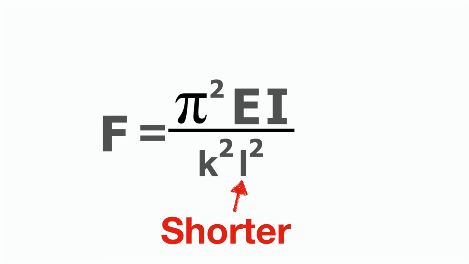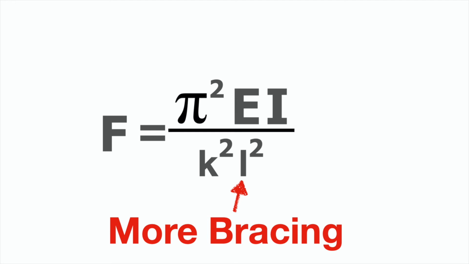And the length, we don't have to just reduce the total length, we can actually use bracing. So instead of having one very long piece, we could have a bunch of short pieces that are reinforced along the length. And that is how you have a larger force to break your item. So that is how you design something to resist buckling.